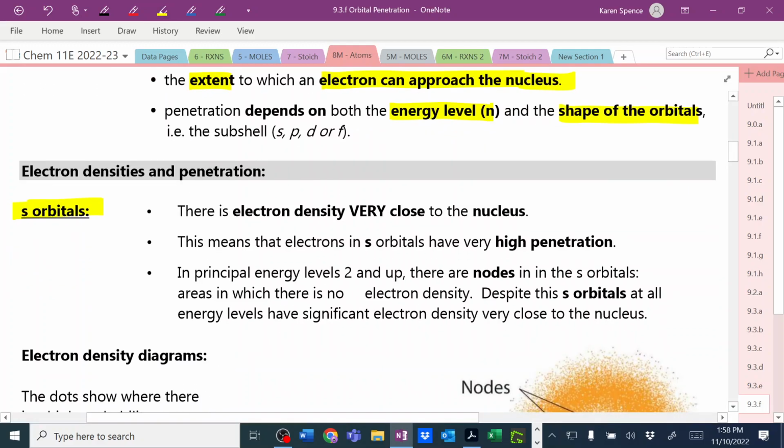So s orbitals, by their very nature, the electron density is very close to the nucleus. So if you're in energy level 2 and you're comparing 2s and 2p, the s electrons will be able to get closer to the nucleus than the p electrons. Okay? So s orbitals have quote unquote high penetration. Okay?